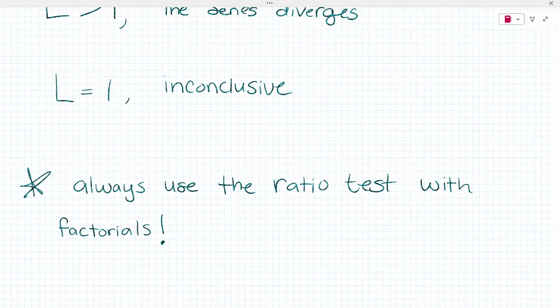You just replace n with n plus 1, and then you multiply by the reciprocal of the original function, and then put in the absolute value. So let me show you.